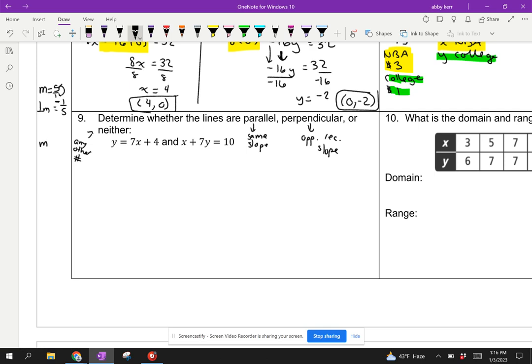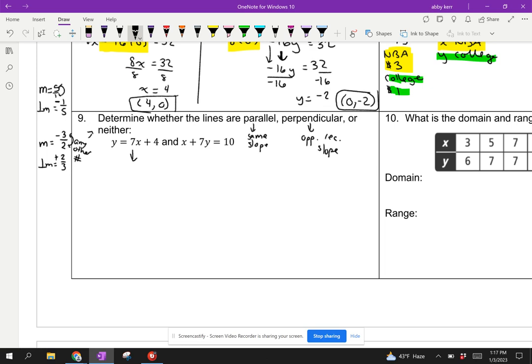Or if we had negative 3 over 2, the perpendicular slope would be positive. And then you would switch the numerator and the denominator. So just a friendly reminder.